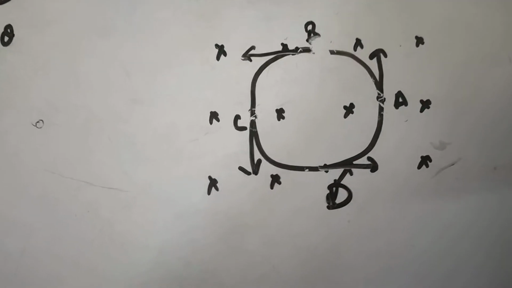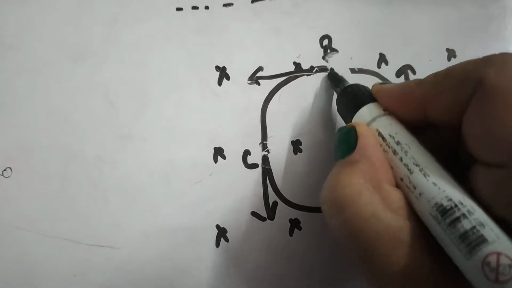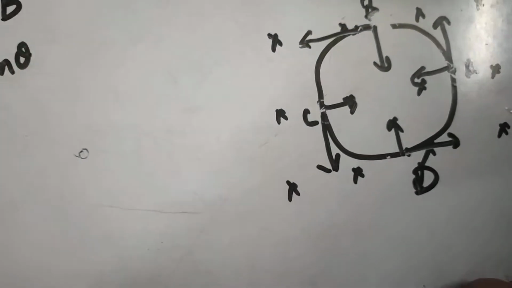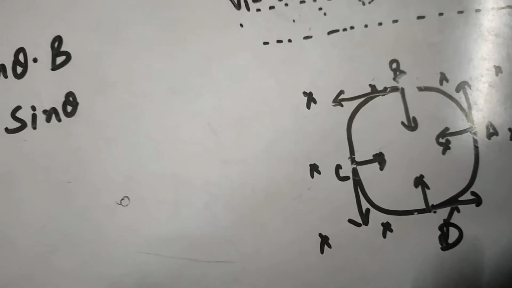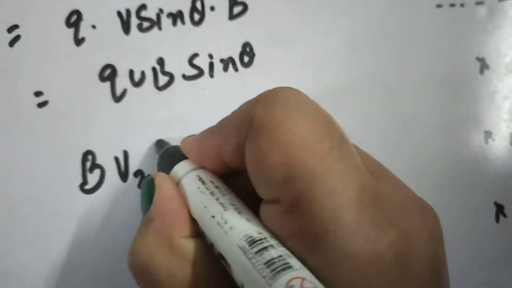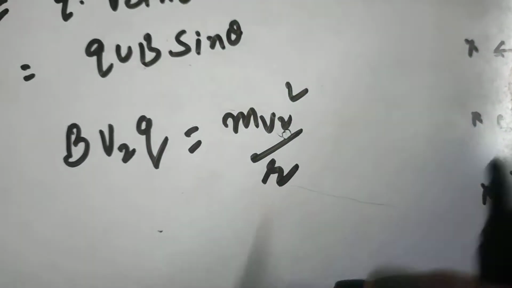center. So I can draw it like, here it is along the center, here it is along the center, here it is along the center, here it is along the center. It means the magnetic force is providing the necessary centripetal force for the charged particle to move. So we can write this as BV₂Q is equal to mV₂² by r, right?